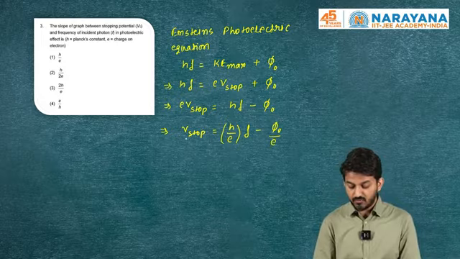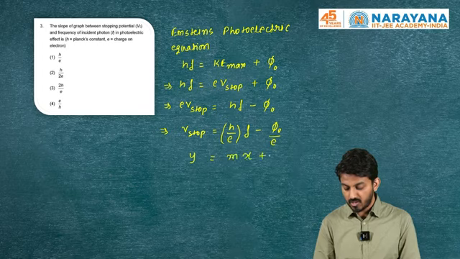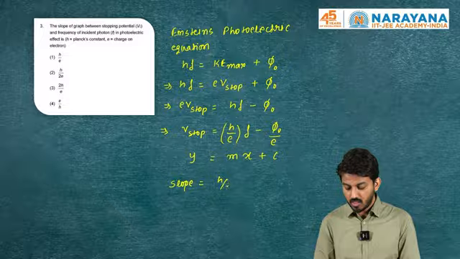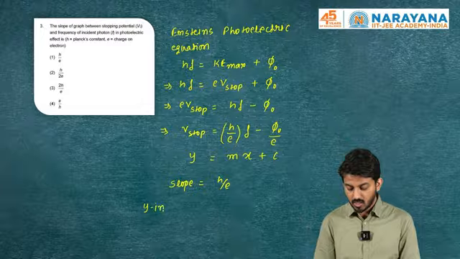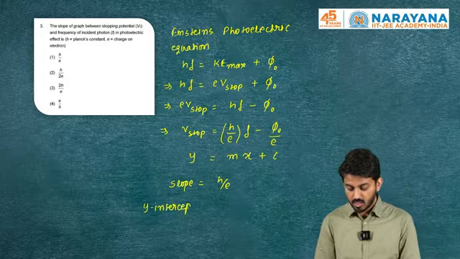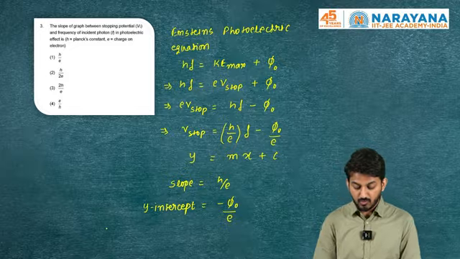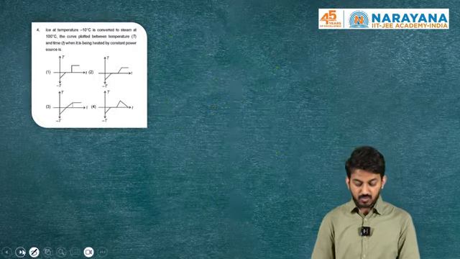If you look at this, we are trying to find out the graph. If you compare this equation with y is equal to mx plus c, you can see here the slope comes out to be h by e, and y-intercept comes out to be minus phi naught by e. Anyway, we are supposed to answer for slope, so our answer is going to be 1. Moving on to the next question.